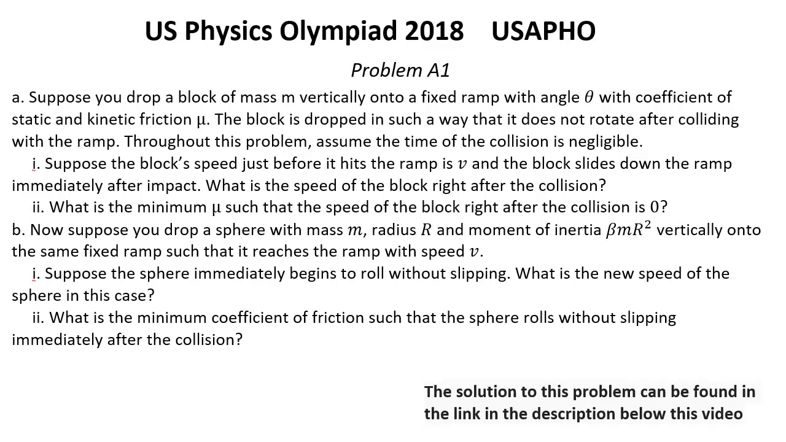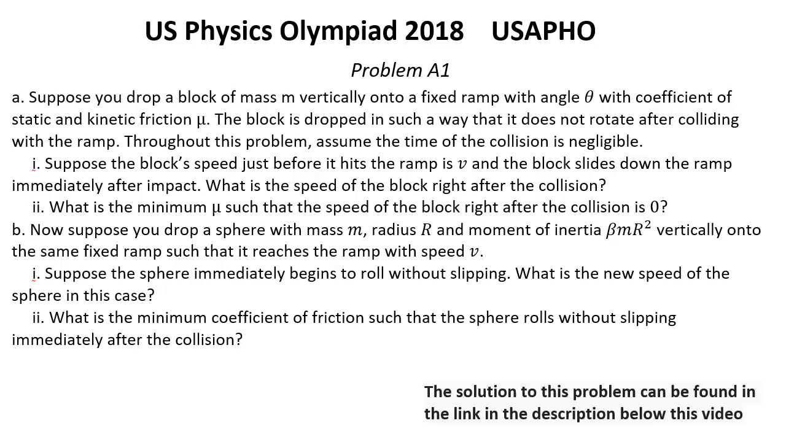US Physics Olympiad year 2018 final round, USAPHO. This examination consists of two parts. Part A has 3 questions and is allowed 90 minutes. Part B also has 3 questions and is allowed 90 minutes. Problem A1.